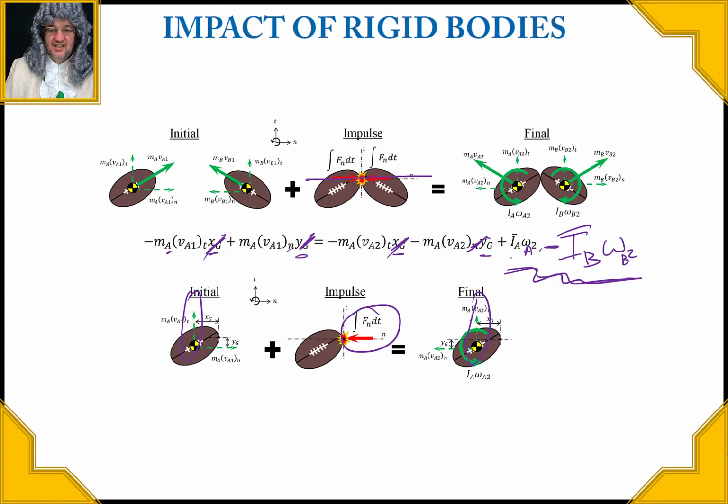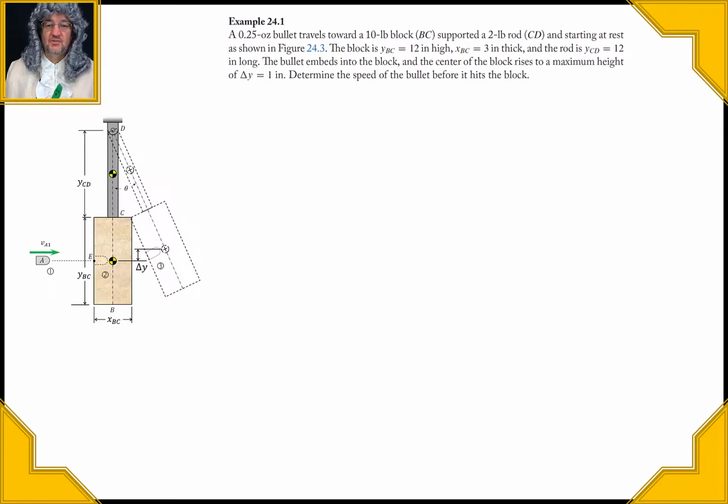In this case, we call it the tangential direction, and you could see that the velocity in the tangential before equals the velocity in the tangential afterwards. Okay, so here is a ballistic pendulum, where we're going to start out with a 0.25 ounce bullet.